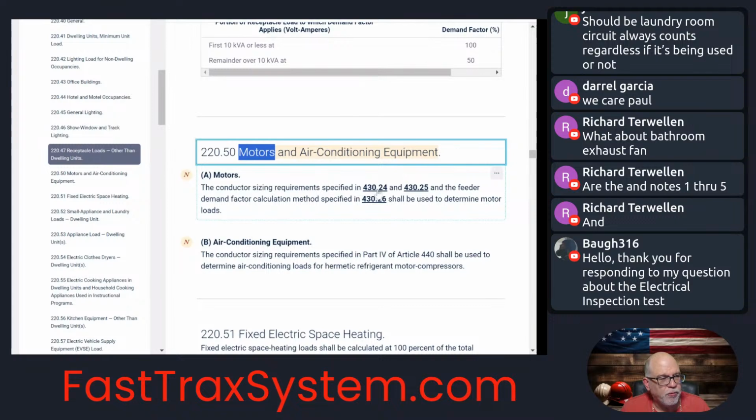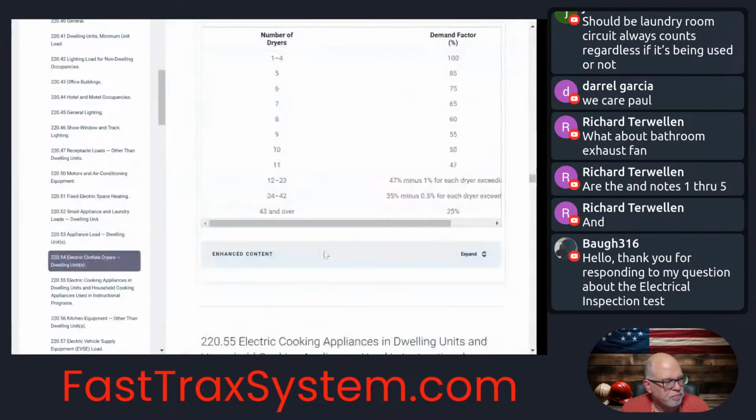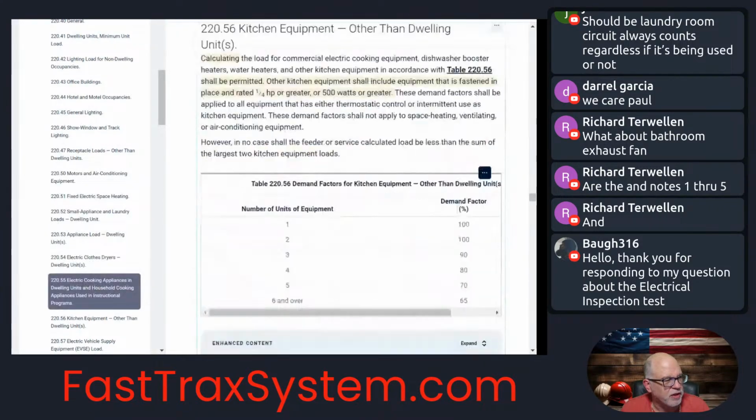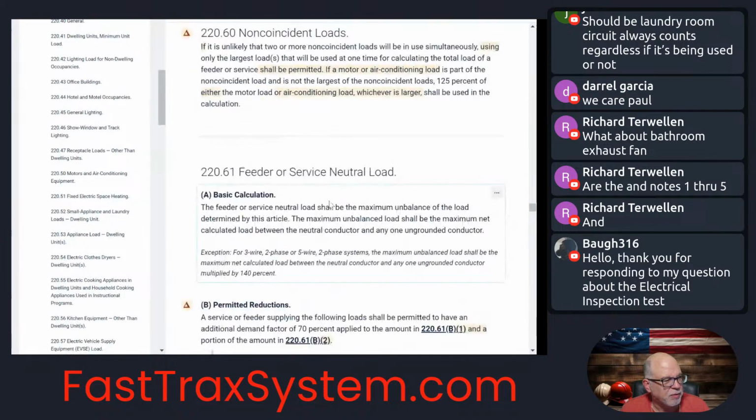If we go to 430.24, if you're familiar with motors, like I told you, it says take the largest motor at 125%. We haven't done that anywhere. So as we scroll down here and get down to what we're doing in all of our calcs, we have to account for 220.50. We don't have that 25% yet, right? So we got to find it.